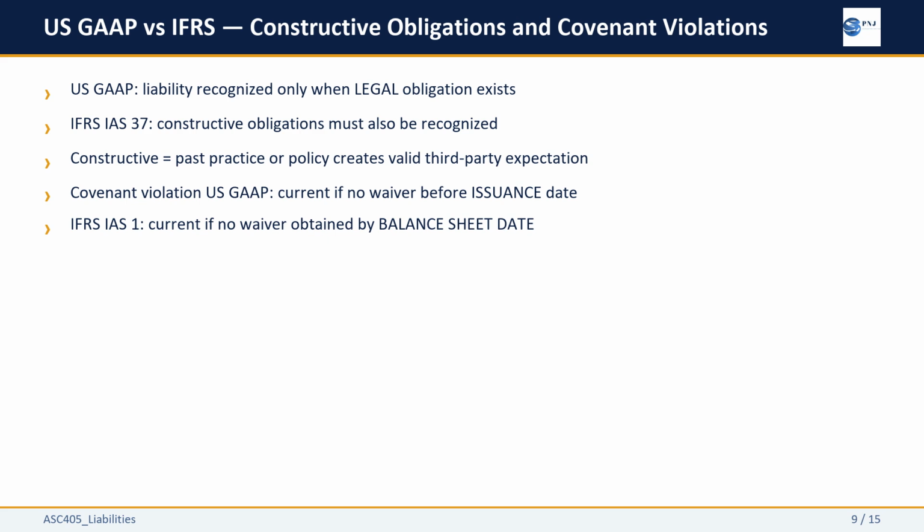The covenant violation rule is equally different. US GAAP gives you more time. Debt stays non-current if you obtain a waiver before the financial statement issuance date. IFRS is more conservative. The waiver must exist on or before the balance sheet date itself.